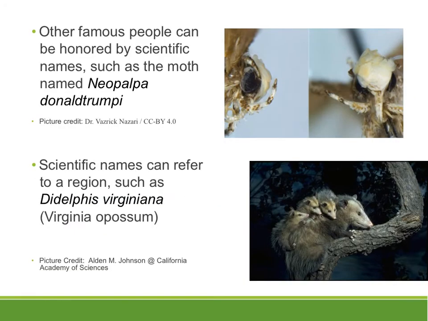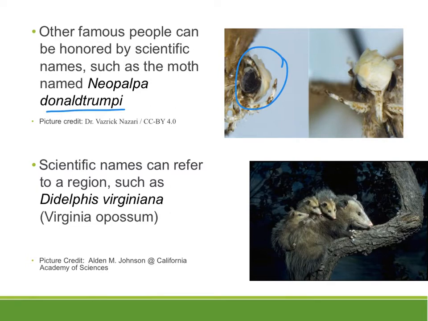Famous people sometimes are honored by scientific names. So this moth is named Neopalpa donaldtrumpi. You can see that it has sort of the same kind of hairstyle, perhaps what somebody was thinking when they looked at this moth. It reminded them of Donald Trump. So he was given that honor of having his name included in the scientific name of a moth.